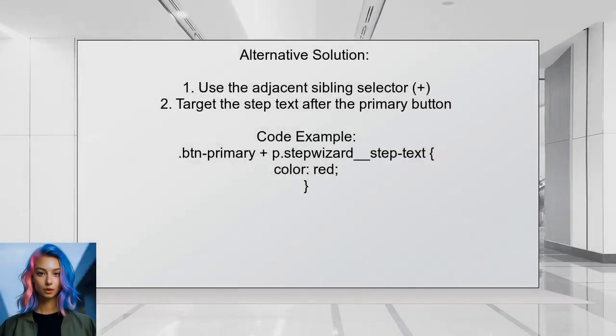An alternative solution suggests using the adjacent sibling selector. This allows you to style the step text based on the presence of the primary button. Specifically, you can use the plus selector to change the color of the step text to red when it follows the primary button.